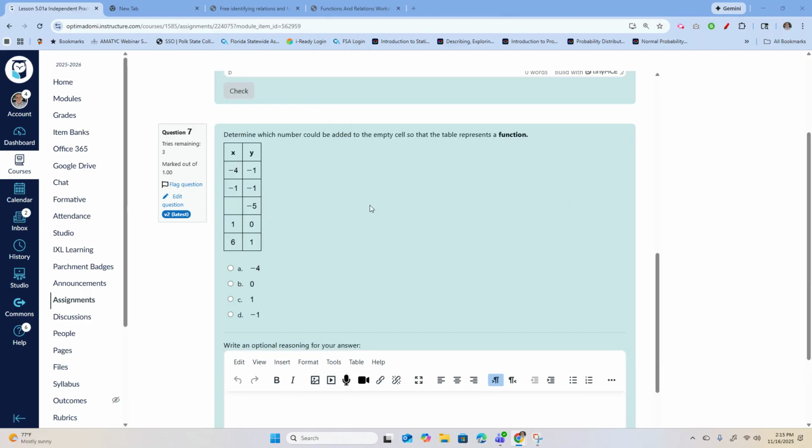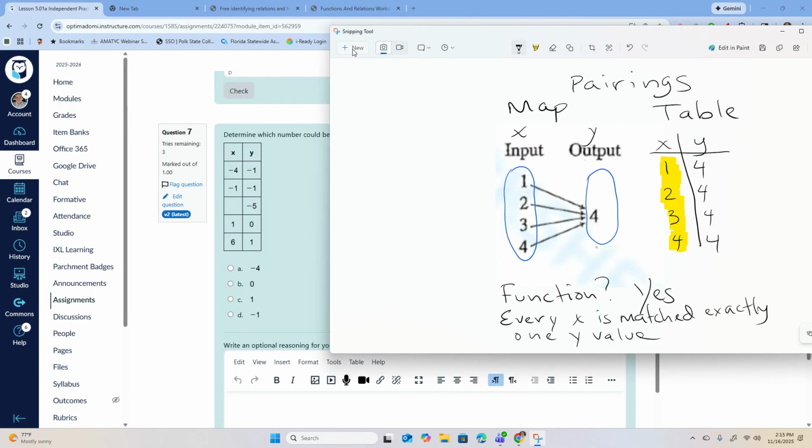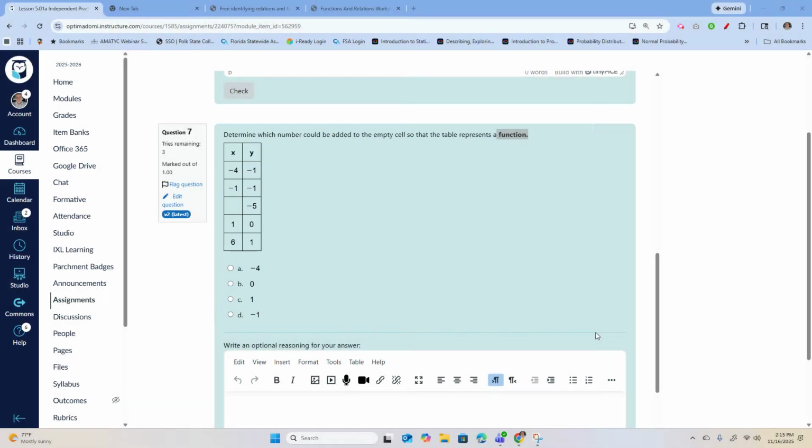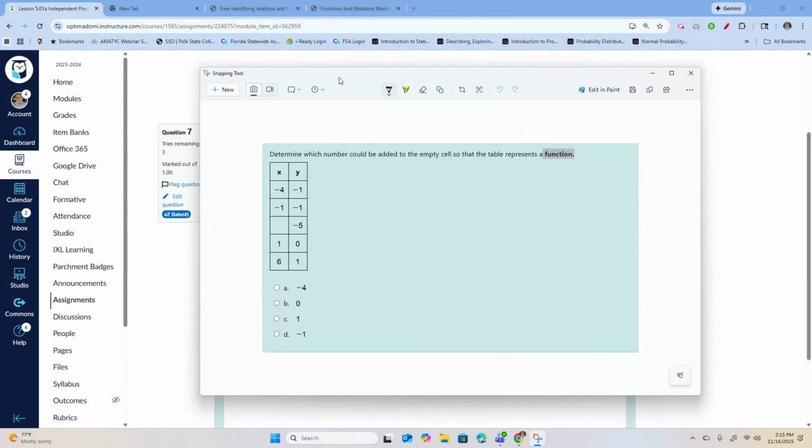Let's go to 7. In problem number 7, they gave you a table and they're asking you to choose which of these numbers will make this table a function. Remember that a function is when every x is matched with exactly one y. So let me take a quick picture of this. Here's what you want to do. You want to make sure that in the x column you do not have any repeated values. You can see we have a missing number here. See, this is empty.